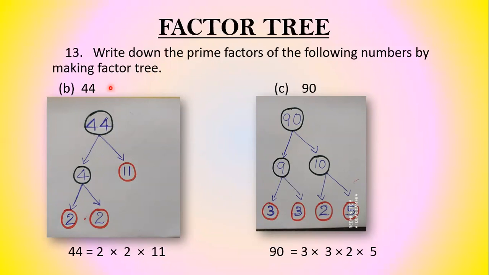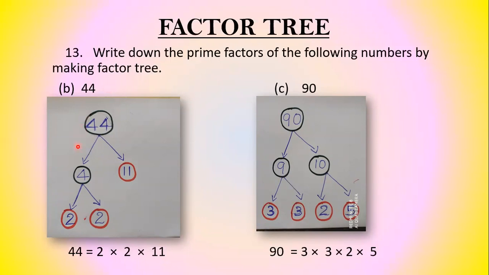44 we can write as 1 into 44. As a multiple of 2 we can write 2 into 22. And 44 is not in the 3's table, but it comes in the 4's table, and we can write it as a multiple of 4 as 4 into 11. So 1 into 44, 2 into 22, and 4 into 11.